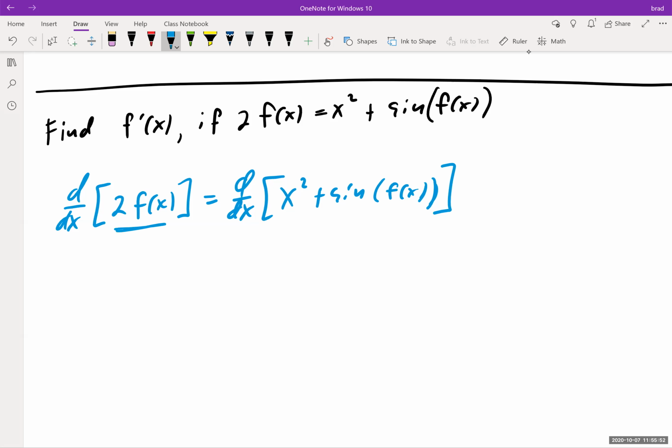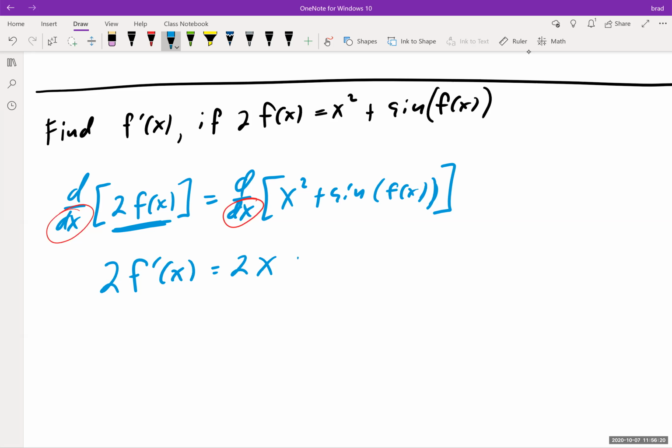So when I take the derivative of 2f of x, I'm going to get 2f prime of x, right? Because it's the constant multiple rule. When I take the derivative of this, I'm just going to get 2x. And remember, these are all with respect to x. When you're using Leibniz notation, whatever the denominator is in the ddx, if it's ddy, ddg, ddm, whatever the denominator is, that's with respect to, okay?